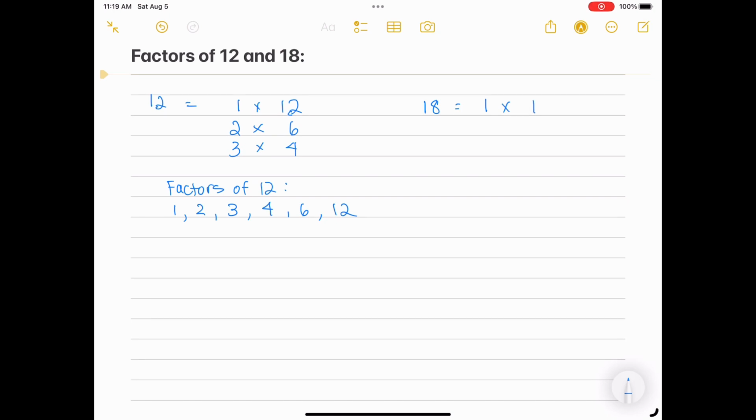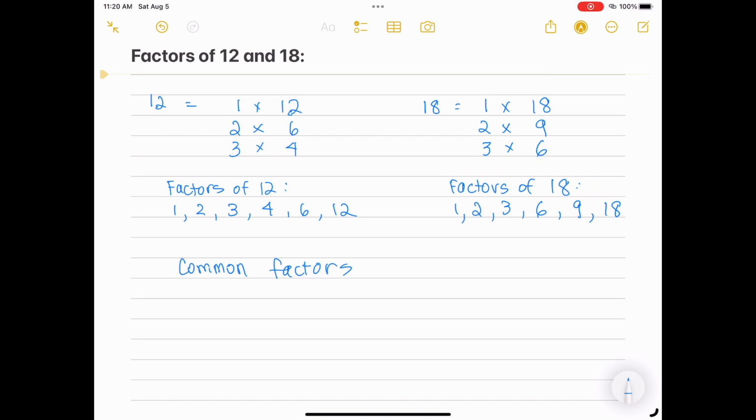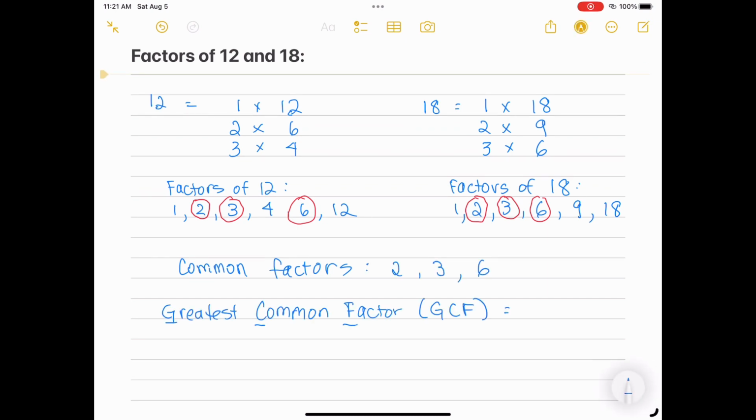The factors of 18 are 1 times 18, 2 times 9, and 3 times 6. So the factors of 18 are 1, 2, 3, 6, 9, and 18. The common factors of 12 and 18 are 2, 3, and 6. The largest factor that is common to both 12 and 18 is 6. So 6 is the greatest common factor of 12 and 18.